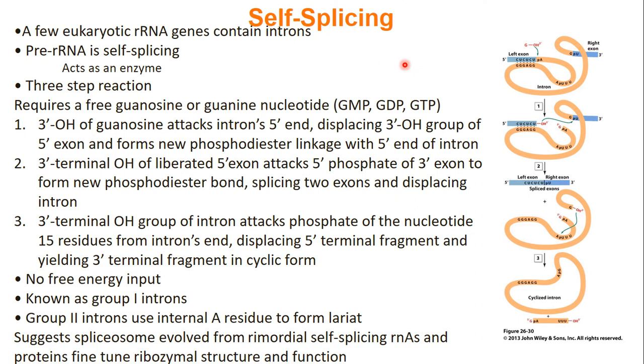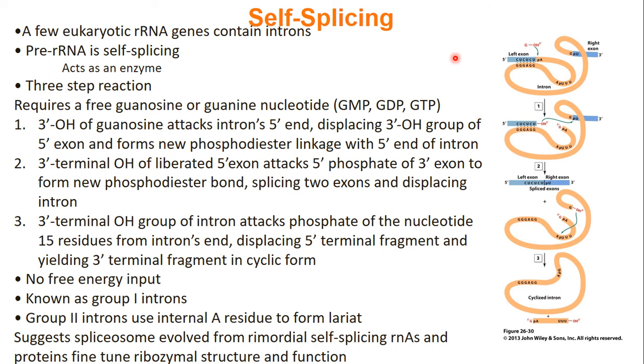Now, some eukaryotic rRNAs do contain introns as well, and the pre-rRNA is one of those, but it is self-splicing. That means it acts as its own enzyme. And this is one of the pieces of evidence for the RNA World Hypothesis. The RNA World Hypothesis is that all life started with RNA, and that's because it's been shown to be an enzyme, and it's also genetic information, and it can be structural. So that's why people think RNA started all life. But let's take a look at the self-splicing event for our RNA.